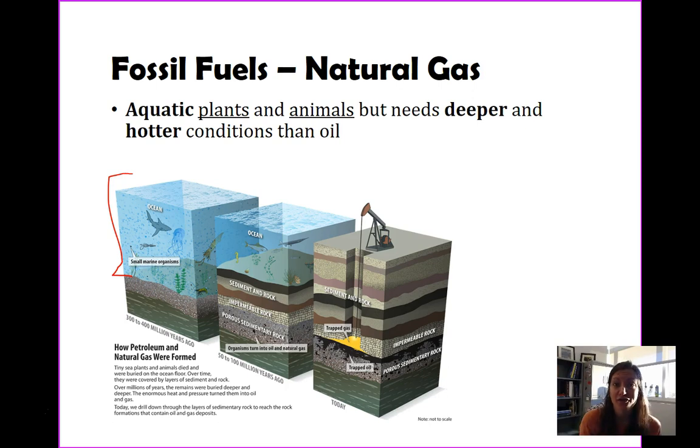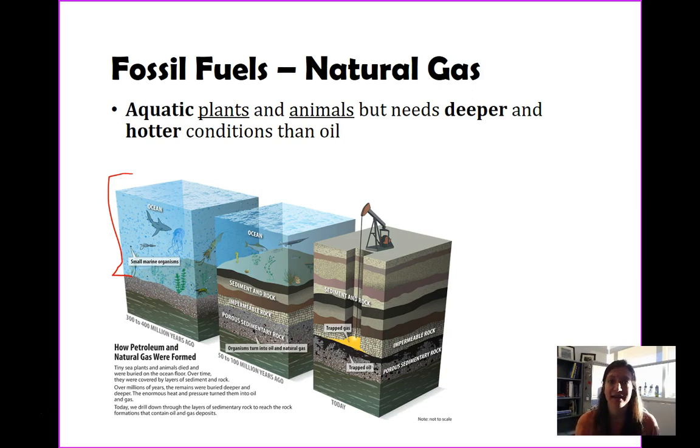It gets hotter for them. But it needs to be deeper. It needs to be hotter in order for those organisms to be turned into natural gas. Usually, not always, but usually it turns into oil first, and that oil then turns into natural gas, just depending on how long it's been and where exactly it's located. This is usually why when people are drilling for oil, there's usually natural gas there as well.